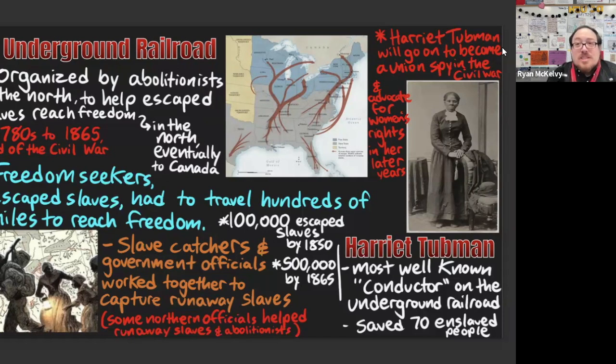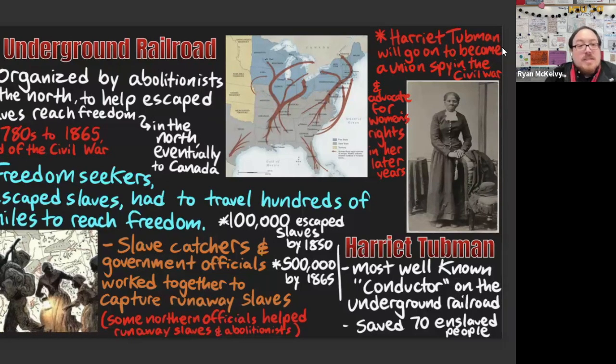After the Civil War started, she will turn into a Union spy and help spy for the Union. She was quite good for that. And then after the war is over, she will advocate for women's rights, women's right to vote. On the Underground Railroad, about 100,000 slaves will escape by 1850, but by the time the Civil War breaks out, about 500,000 slaves will escape by the end of the Civil War.